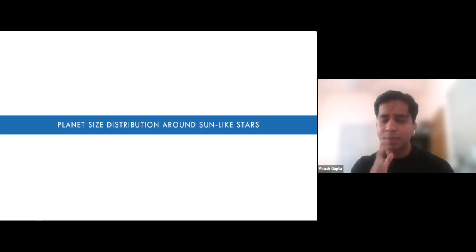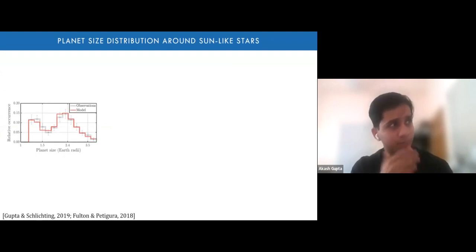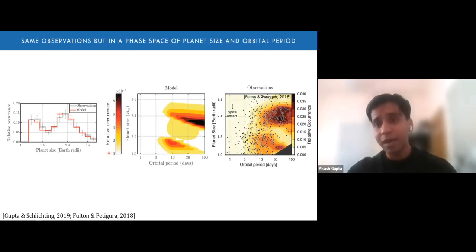First of all, let us focus on the planets around sun-like stars. And so what you're seeing here is, as before, a plot showing how the relative occurrence of planets changes with planet size. The red curve corresponds to our model. The gray curve corresponds to observations. The two right-hand side plots show the very same thing, but in a two-dimensional space of planet size and orbital period. The color corresponds to the relative occurrence of planets. The middle plot is our model. The right-hand side plot is observations.